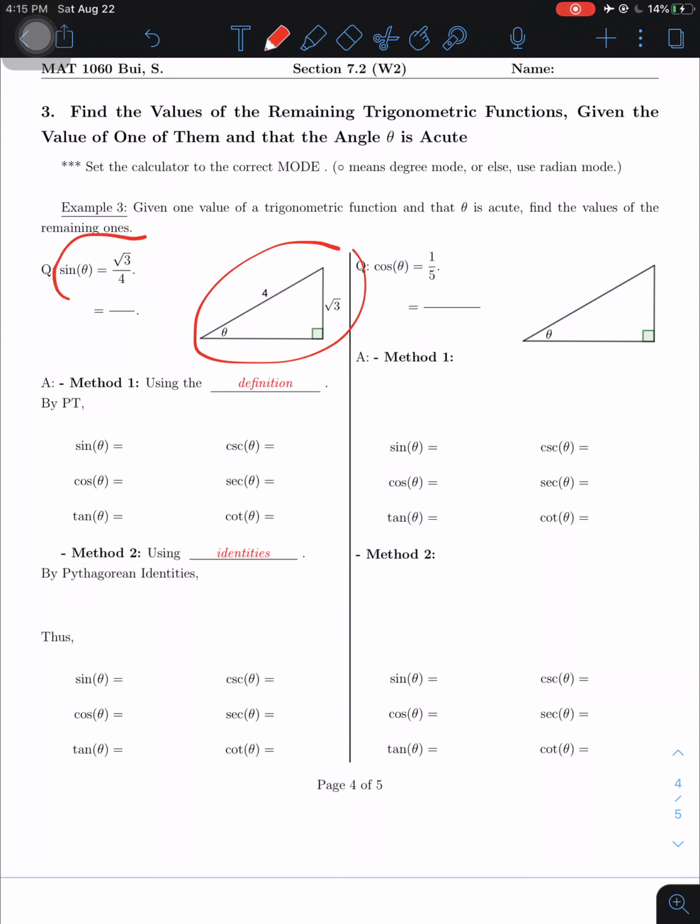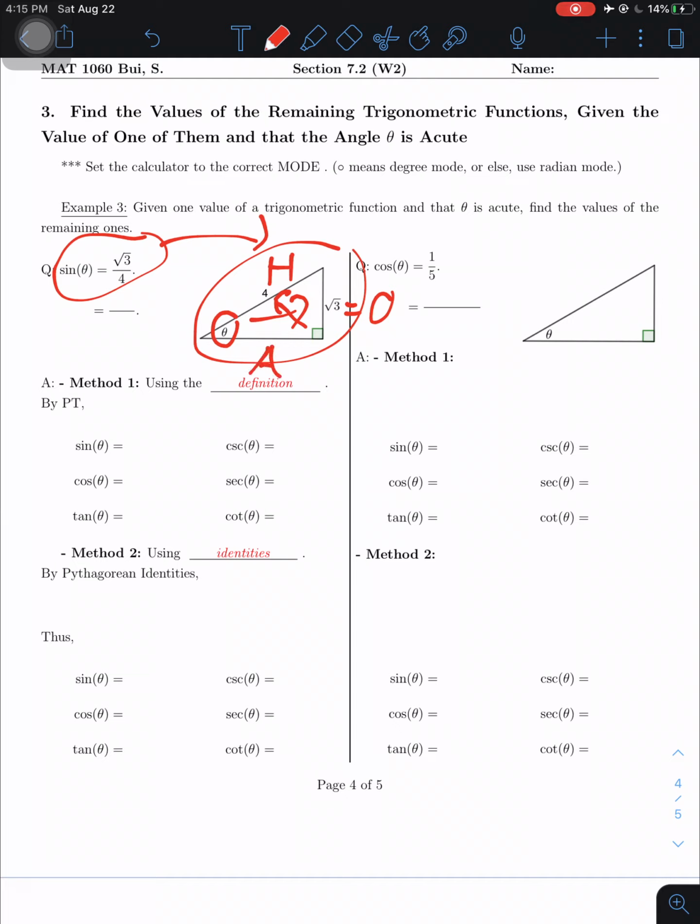You actually don't miss this piece of information because you can get it from the picture. If theta is this angle right here, opposite to it, we have square root of 3. This is opposite. 4 in here is opposite to the right angle, so it must be the hypotenuse. And the only leftover side has to be adjacent.